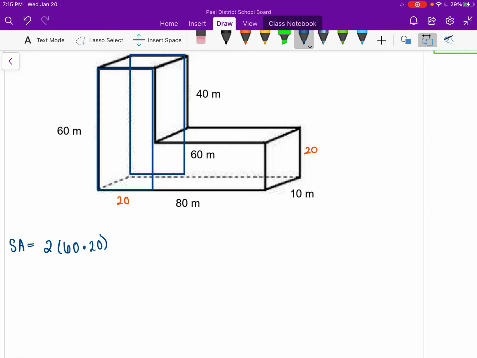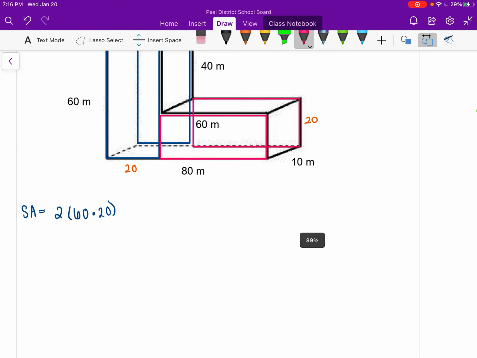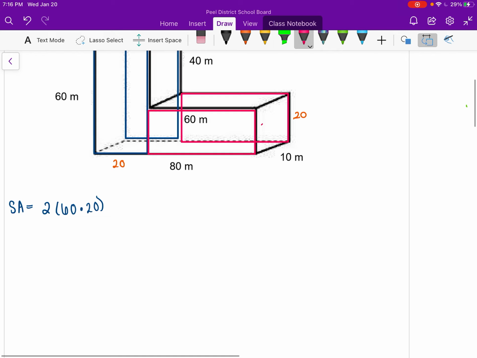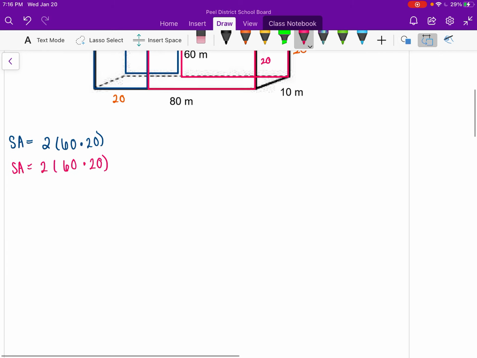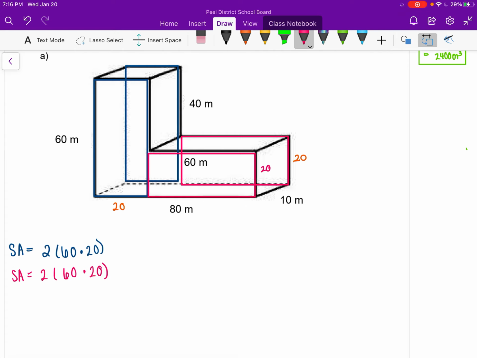Let's move on, right? Now I'm going to come back up to the front and use my pink pen. And I'm going to say, all right, I want to find out what this box is, right? And this box has a twin right in the back as well. So there's going to be 2 of those, right? And I knew that this was 60 and this was 20 from before. So my surface area is going to be 2 times 60 times 20, which happened to be the same. So you could have multiplied by 4, but I say do it this way. It makes more sense. All right.